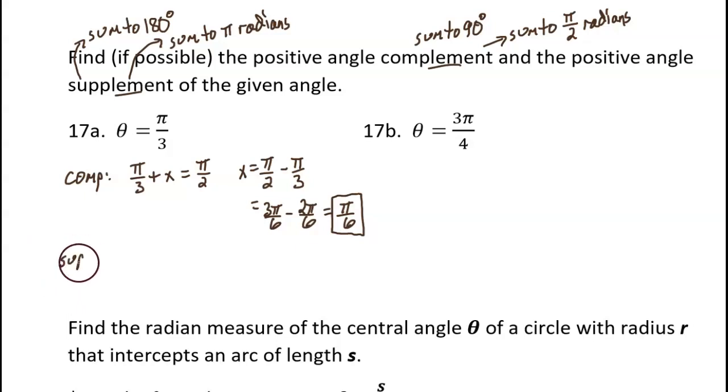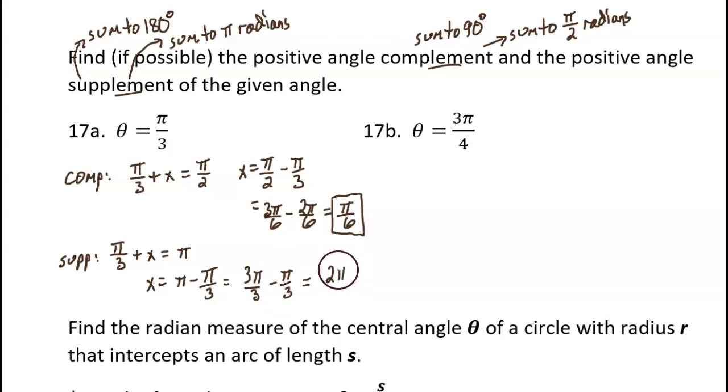Now let's find the supplement. Our original angle is pi over 3. Let's find some unknown angle x that we could add to it to equal pi. To solve for x, we need to use subtraction. Think of pi as being 3 pi over 3, because then we could subtract the pi over 3. And the answer is 2 pi over 3 radians. An angle that measures 2 pi over 3 radians and an angle that measures pi over 3 radians are supplementary because they add together to equal pi.